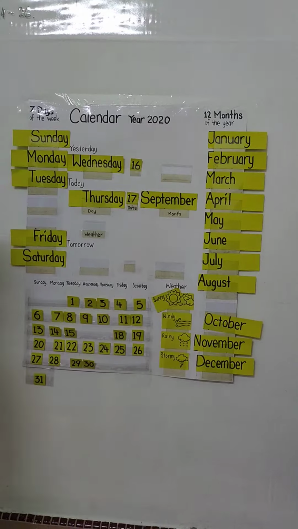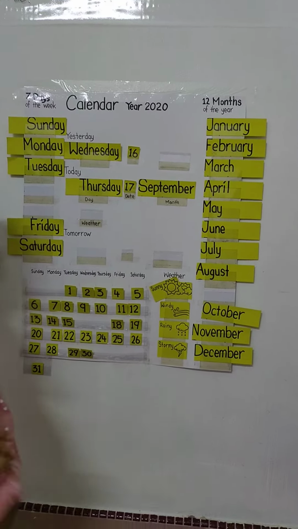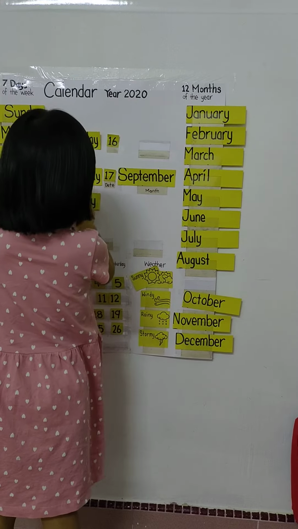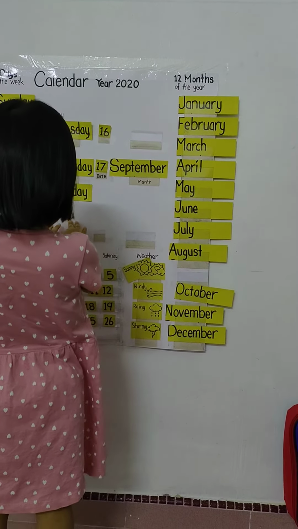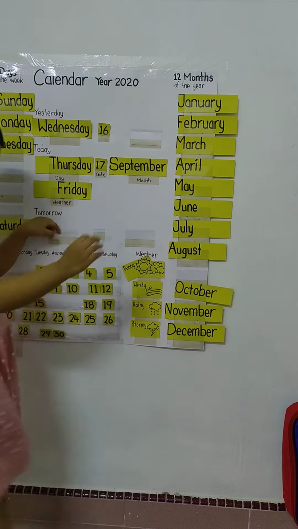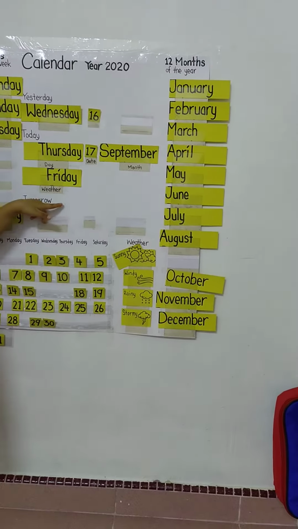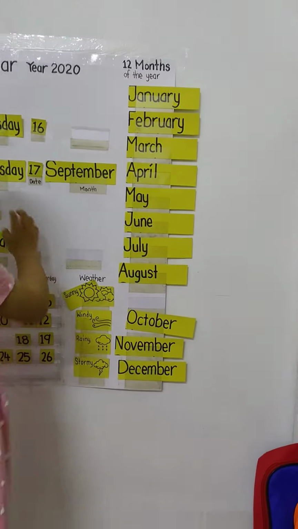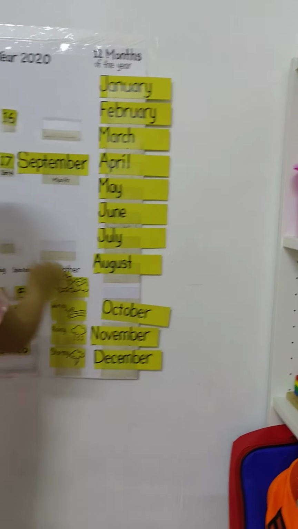Okay, what about tomorrow? Tomorrow will be Friday. Yes, you put that. How about this? You put. Okay. And the date will be.